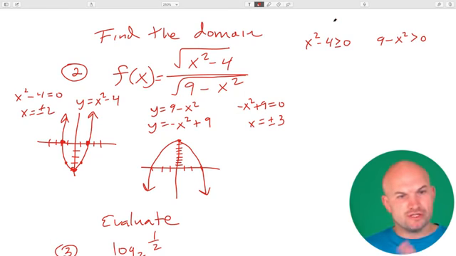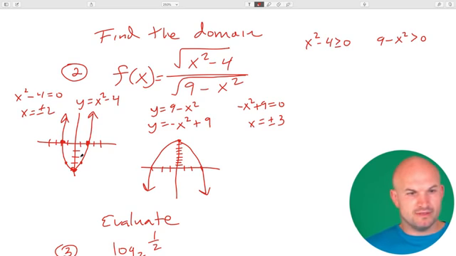Now, we don't want to solve these algebraically. What we're going to want to do is look at the graphs. So in this case, we're looking for what values the graph is larger than 0. So here's the x squared minus 4. For which values is x squared minus 4 greater than or equal to 0? And you can see that this is going to be above the x-axis.